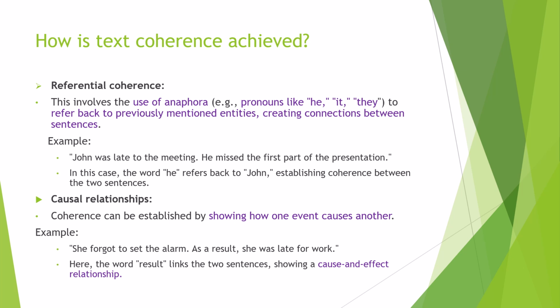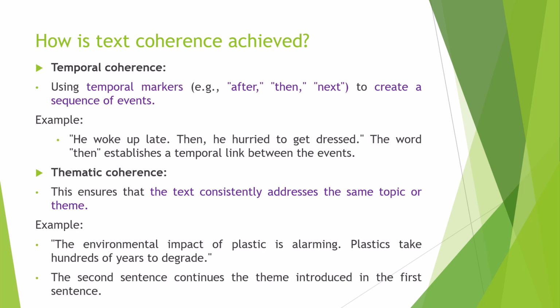And we can also identify causal relationships. We can establish these causal relationships by identifying the word that connects two sentences. For example, in this passage, she forgot to set the alarm. As a result, she was late for work. So here the word result connects these two sentences, showing the causal relationship.